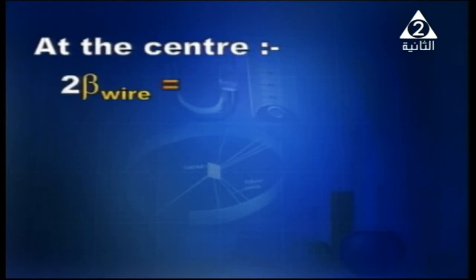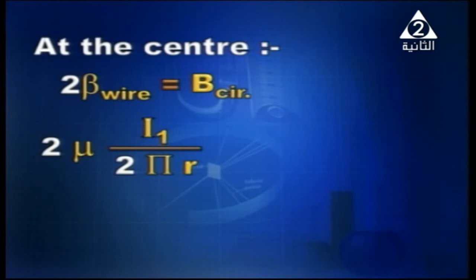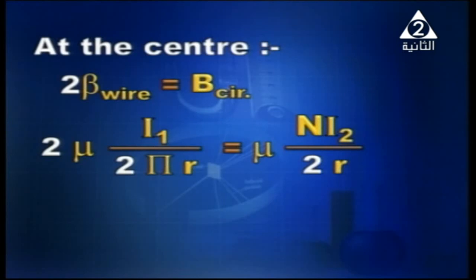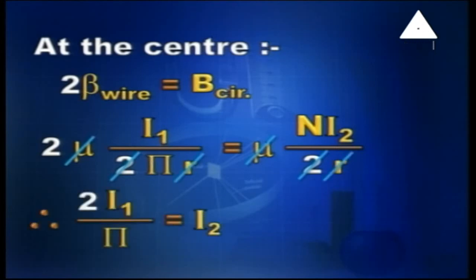And we want you to compare I1 to I2. At the center, since the two wires carry currents in opposite direction, the two fields between the two wires will have the same direction. So 2B wire will be equal and opposite to the magnetic field of the circular coil. So we can say 2 times mu I1 over 2 pi r is equal to mu N I2 over 2r, and we've got a loop, so number of turns is equal to 1. Mu will be cancelled out, and 2 also, and r will be cancelled out, so we can say 2I1 over pi is equal to I2, and remember N is equal to 1. In this way we can compare I1 to I2. It is pi over 2.